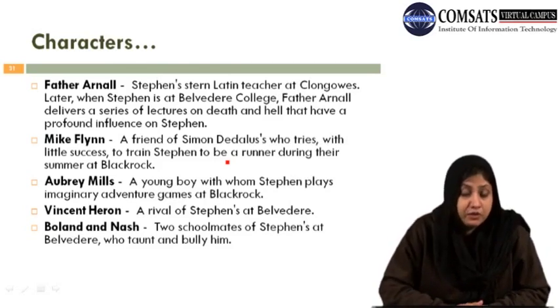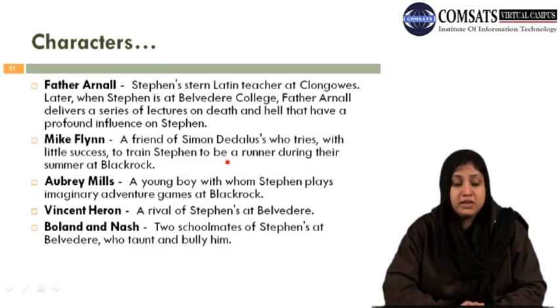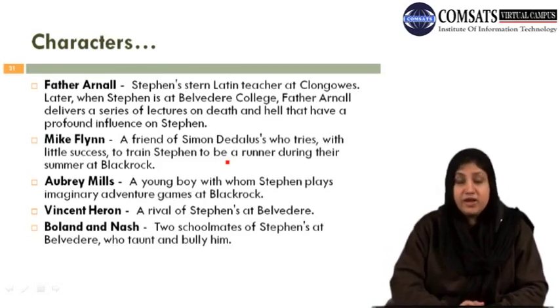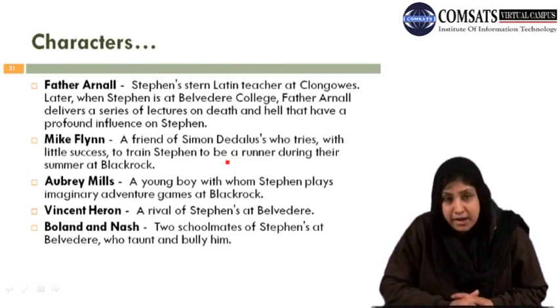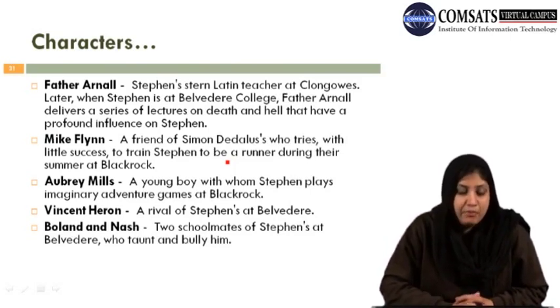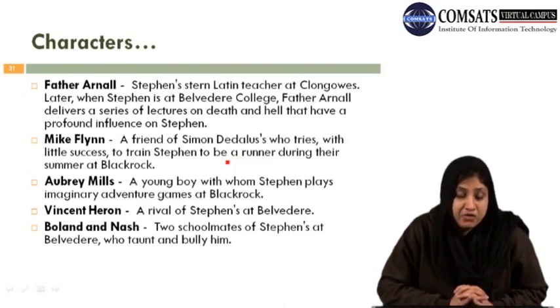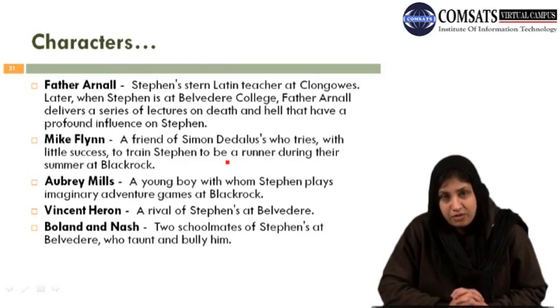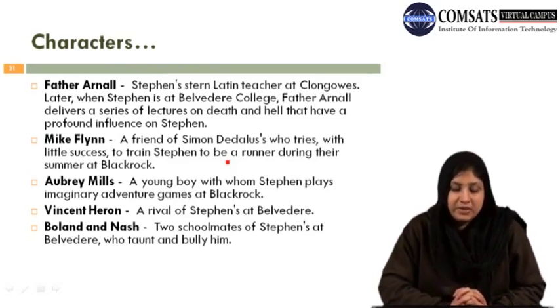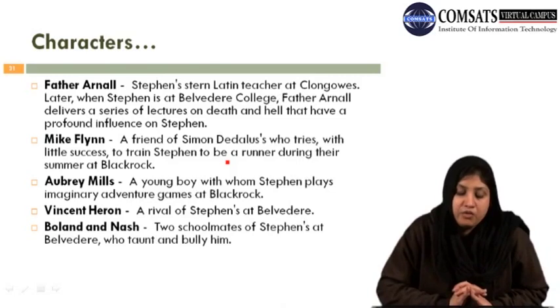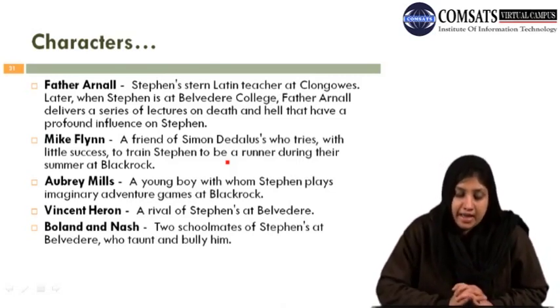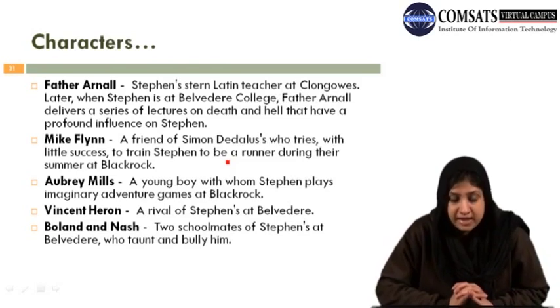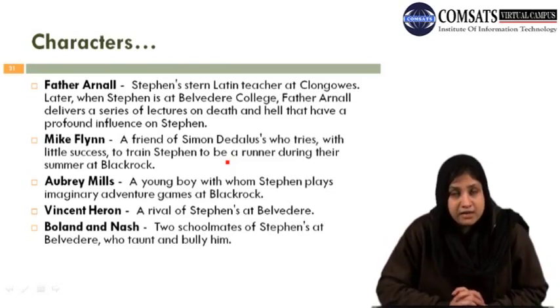Mike Flynn is a friend of Simon Daedalus, who tries with little success to train Stephen to be a runner during their summer at Blackrock. Aubrey Mills is a young boy with whom Stephen plays imaginary adventure games at Blackrock. And Vincent Heron is a rival of Stephen's at Belvedere. Bolland and Nash are two schoolmates of Stephen's at Belvedere, who taunt and bully him.